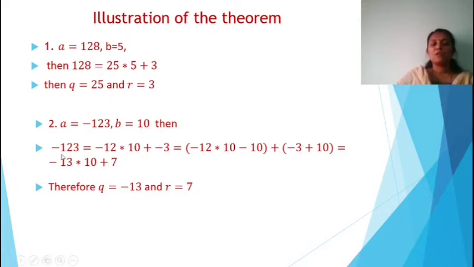So minus 123 is equal to minus 12 into 10 plus minus 3. Now here we have to add plus 10, then we have to subtract 10 as well. So minus 12 into 10 minus 10 plus minus 3 plus 10, that is minus 13 into 10 plus 7. So q is equal to minus 13 and r equal to 7.